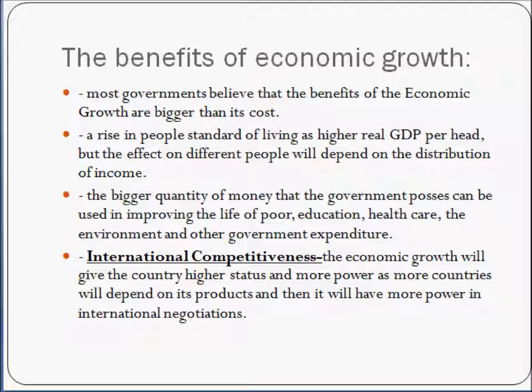The bigger quantity of money that the government possesses can be used in improving the life of the poor, education, healthcare, the environment and other government expenditure. International competitiveness: economic growth will give the country higher status and more power, as more countries will depend on its products, and then it will have more power in international negotiations.